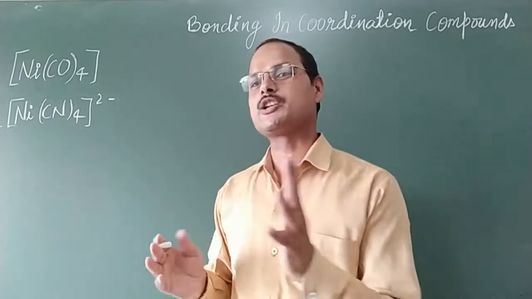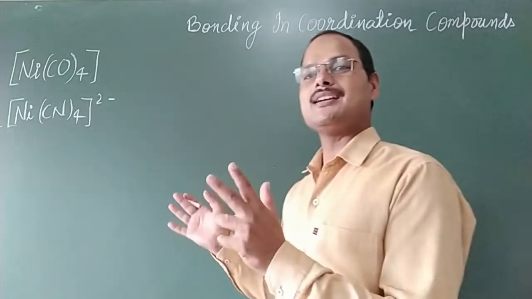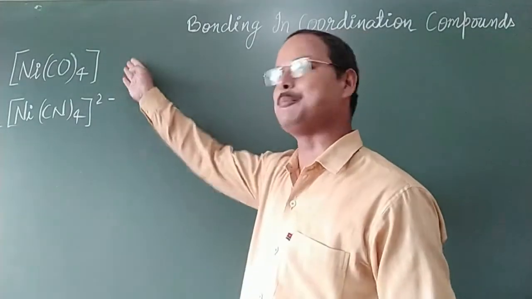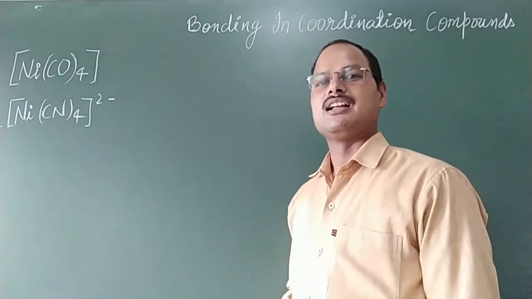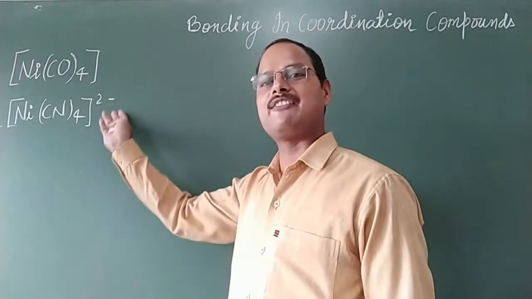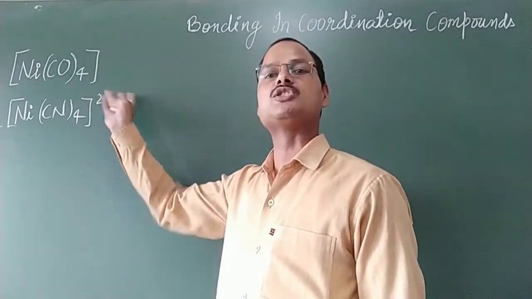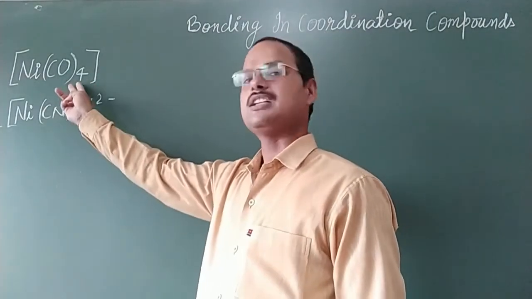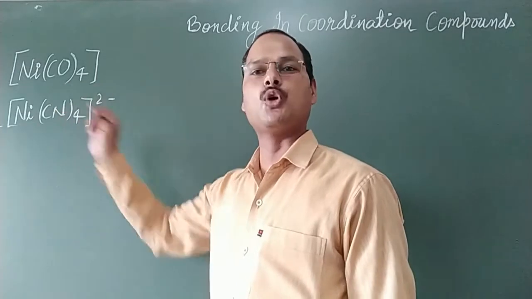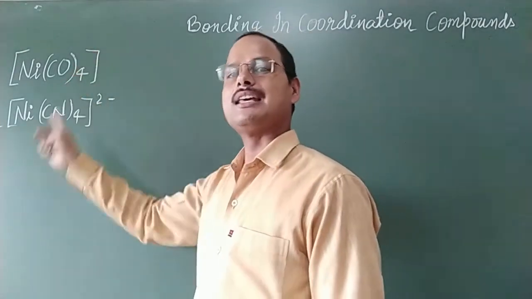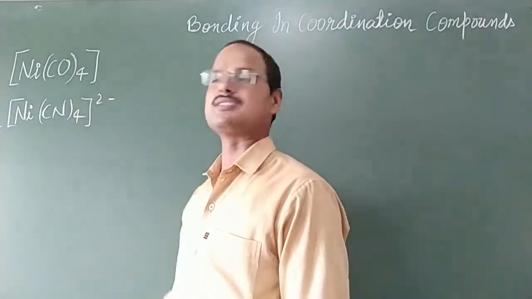In this video, I am going to explain bonding and structure, hybridization, and magnetic character of these two important compounds. I will also explain which type of hybridization will take place in these two compounds. Here you can see in both compounds, coordination number is 4. But the hybridization is different in both compounds.